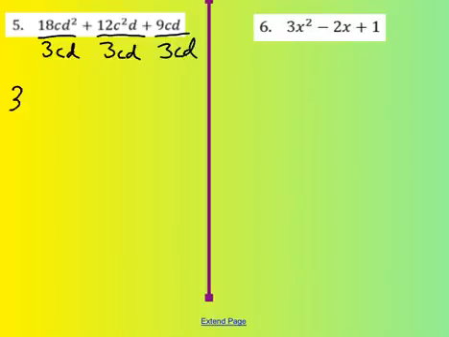What I would do is write my 3CD out here. 18 divided by 3 is going to be 6. C is canceled. 2D minus 1 is going to be D. Plus 12 divided by 3 is 4.